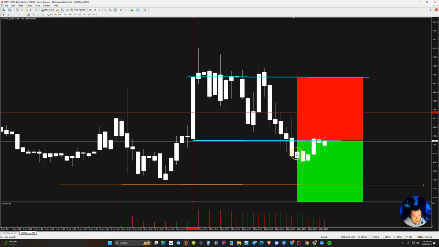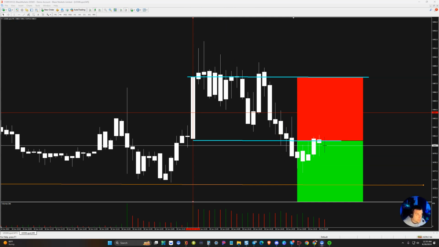Now the only thing you have to do is wait for a pullback. You see this little wick right there? It did pull back, and you can even go down to the 1 minute chart to find the entry. So you would enter a sell right on that level right there, on that pullback. It has to pull back. If it does something like this and then just keeps going, that is a no trade. We have to get a nice little pullback there.